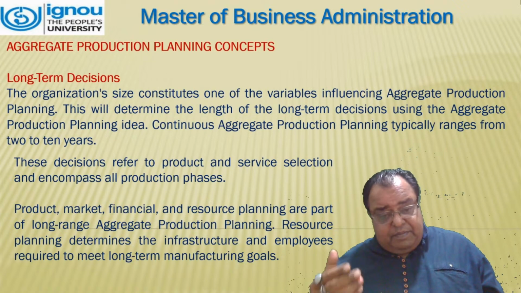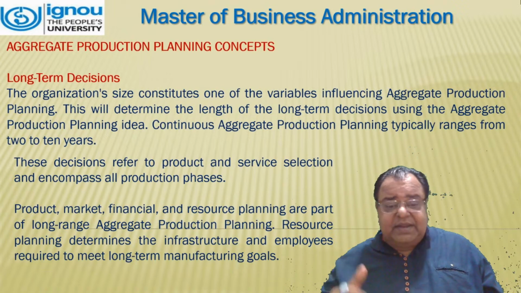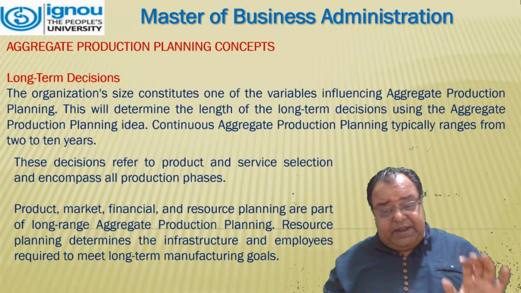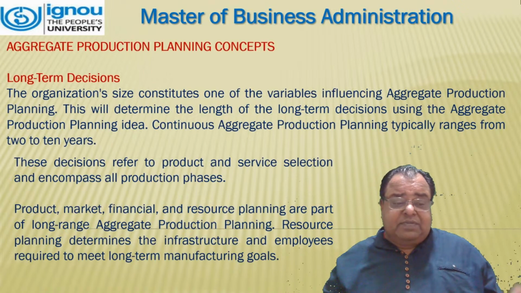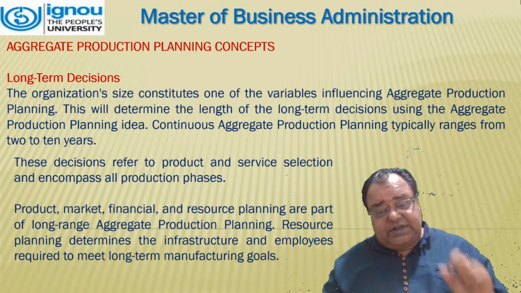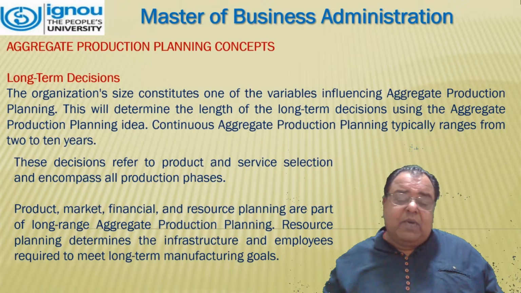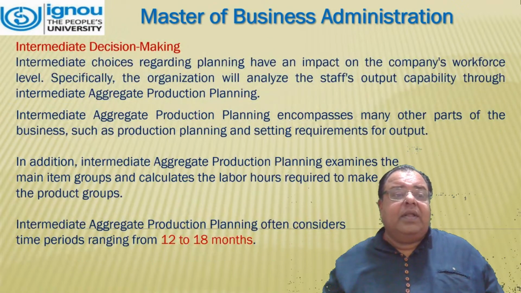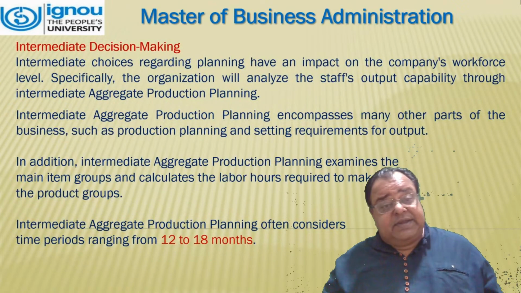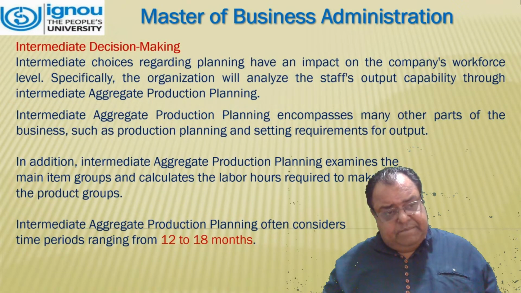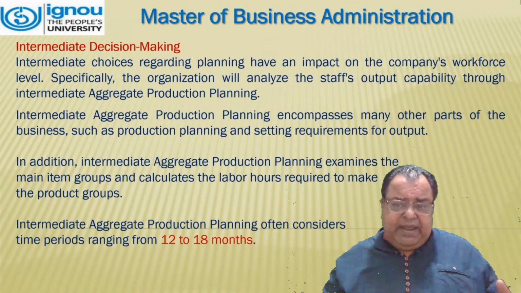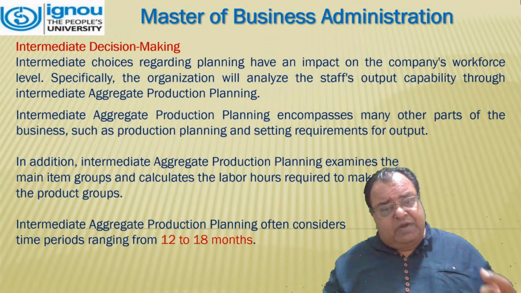Product, market, financial, and resource planning are part of long-range aggregate production planning. Resource planning determines the infrastructure and employees required to meet long-term manufacturing goals. Then comes your intermediate decision making. Intermediate choices regarding planning have an impact on the company's workforce level.